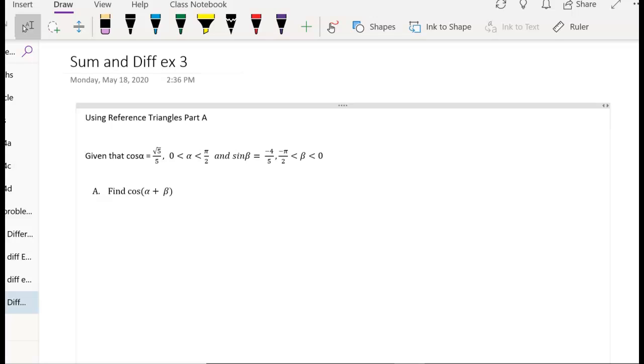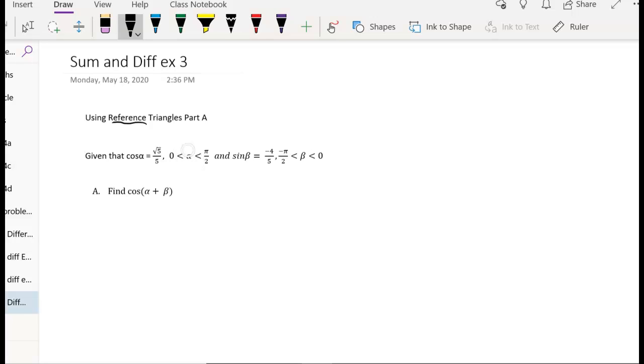So first, let's look at what we're given here, and we're going to use reference triangles for these kinds of examples and a couple of others. We're given that the cosine of alpha is rad 5 over 5, and we know which quadrant alpha is in. So I'm going to start out by drawing a triangle in that quadrant, and then doing the same thing for the beta triangle in the beta quadrant. I'm going to form two reference triangles, one for alpha, one for beta, and then put them together to solve the problem.